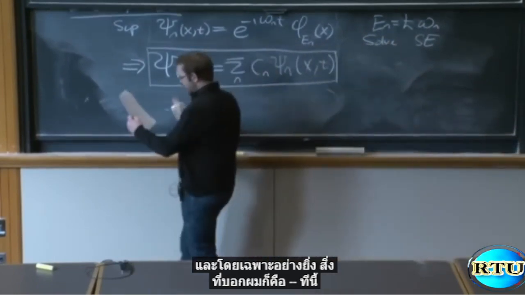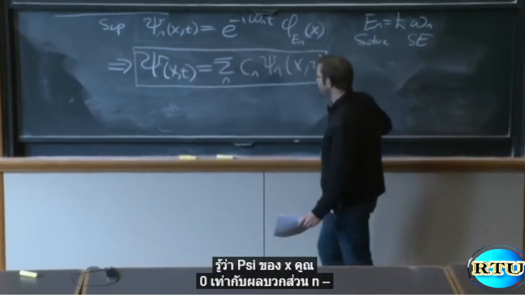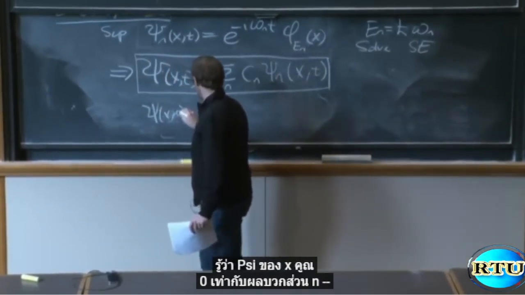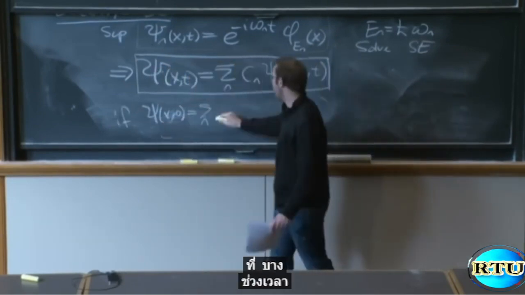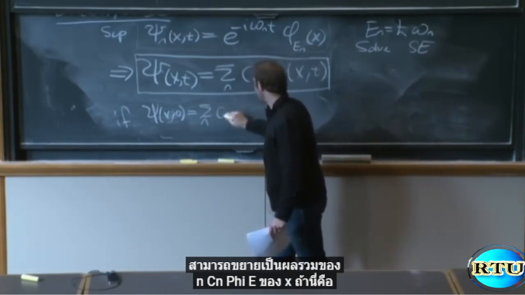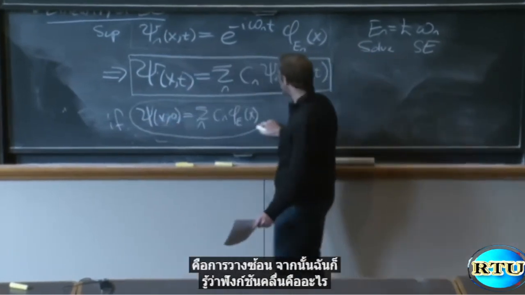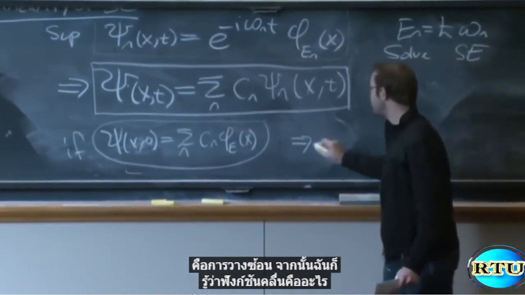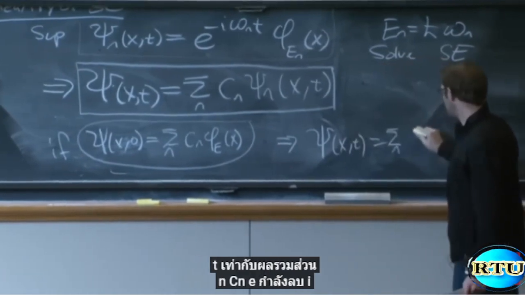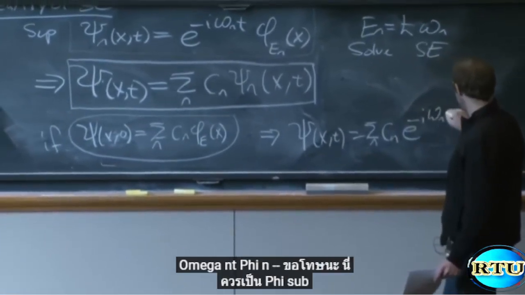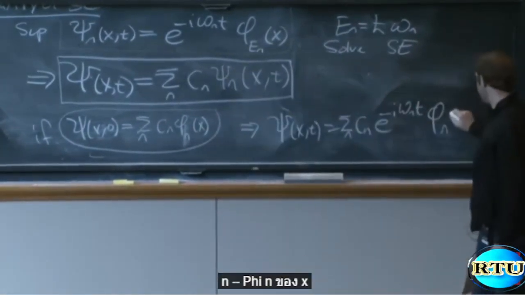Another way to say this is that if I know that psi of x at time 0 is equal to a sum over n, so if the wave function at some particular moment in time can be expanded as the sum over n of c_n phi_n of x, if this is my initial condition, my initial wave function is some superposition, then I know what the wave function is at subsequent times. The wave function by superposition, psi of x and t, is equal to the sum over n of c_n e to the minus i omega_n t phi_n of x.